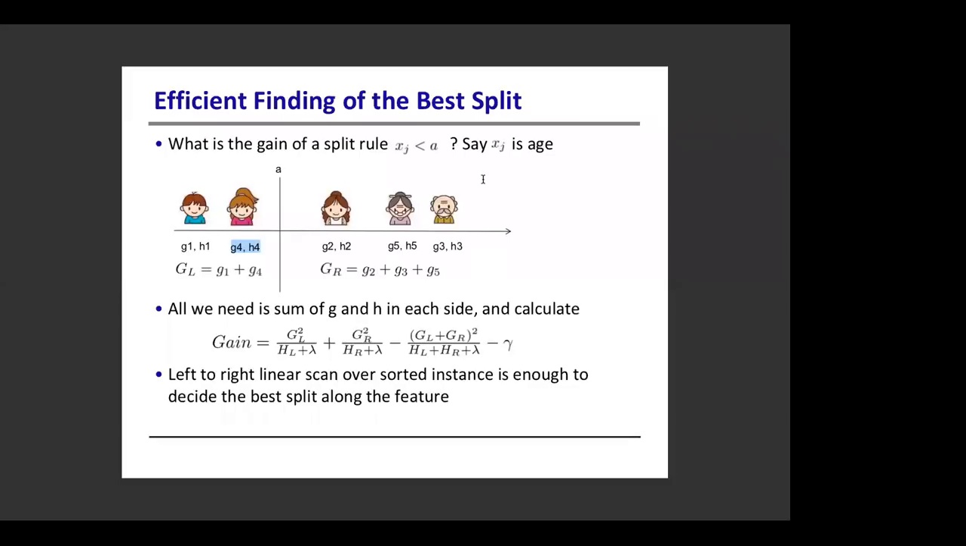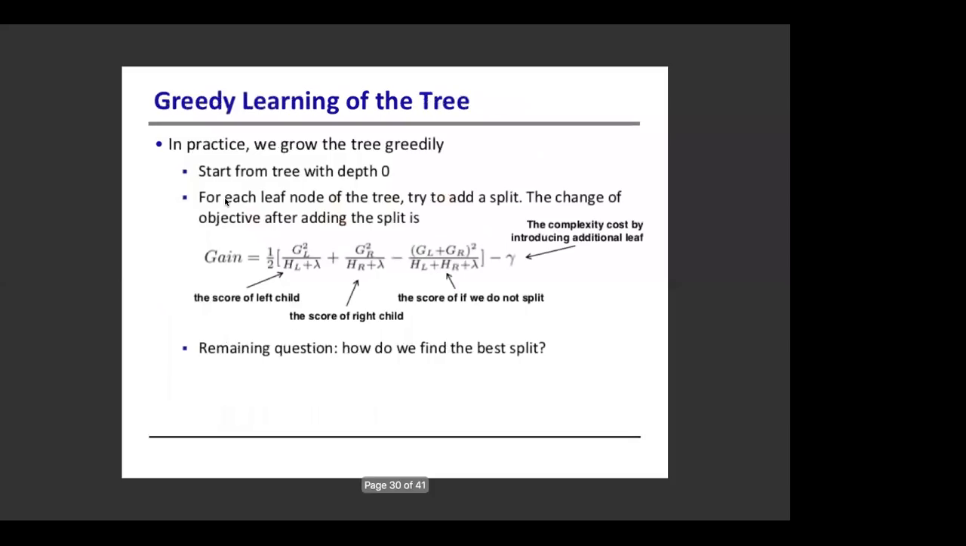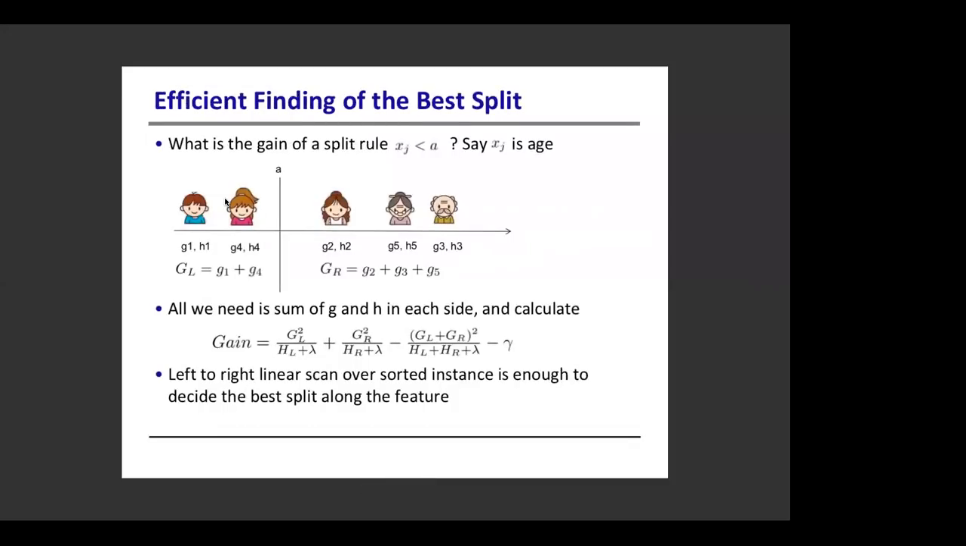So here we are going to iterate over all the features. Let's say that feature here is the age right now, and all we need is the sum of g's and h's on the left hand side as well as the right hand side, and we can compute the gain. This is the gain, which is the inverse of the objective function. If this is positive, then we go ahead, or we can also iterate over all the gains and figure out what is the maximum gain we can get.